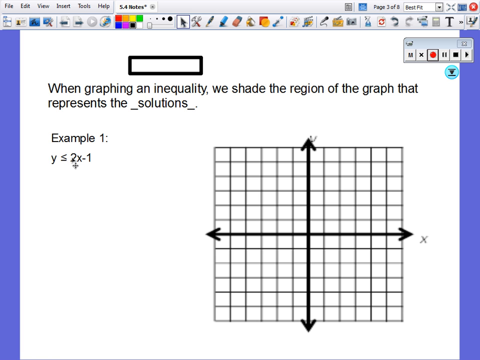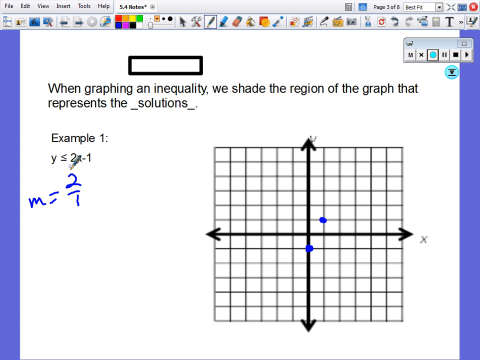You notice it's in slope-intercept form, so this is y equals mx plus b. What we have here is we're going to start with b, so that's a negative 1. I'm going to put a point here, and then my slope is 2 over 1, where m is slope. So I'm going to go up 2 and then to the right 1.